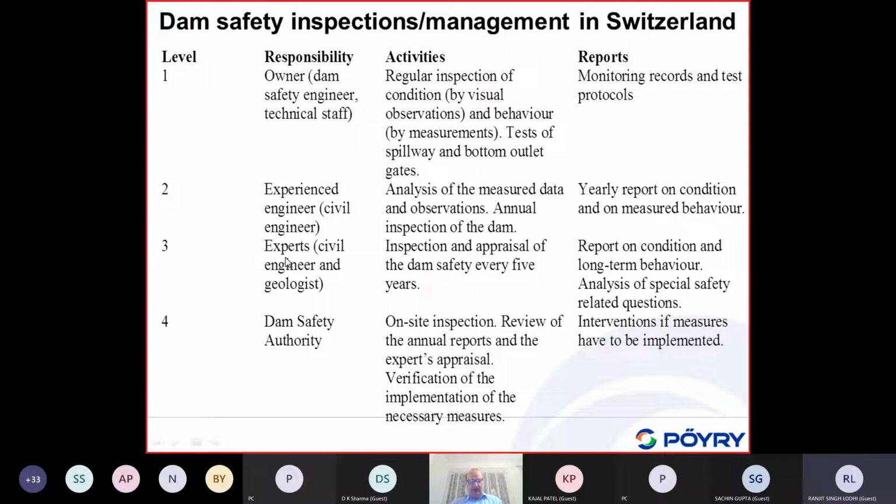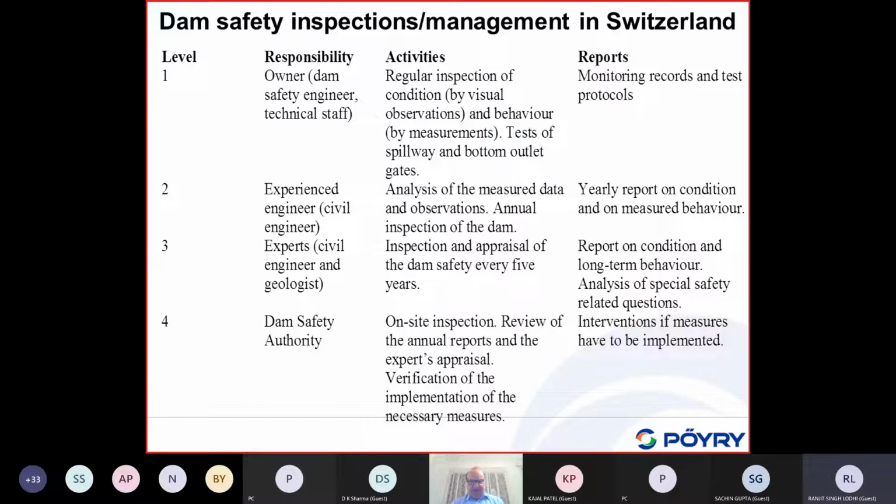Okay. Number three, level three is the responsibility of experts: a civil engineer together with a geologist. Let me say why we have a geologist.